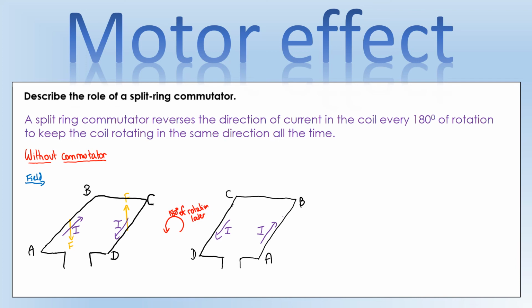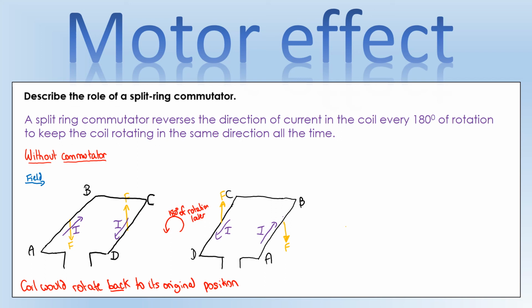So let's apply the same logic again. For CD, the field is going from left to right. The current is going from C to D. So it's clearly going to experience a force upwards. Apply the same logic to AB. It's going to experience a force downwards, which you'll notice is trying to rotate it back exactly where it came from. Because remember, it has just rotated around and now it's trying to rotate it back to its original position.